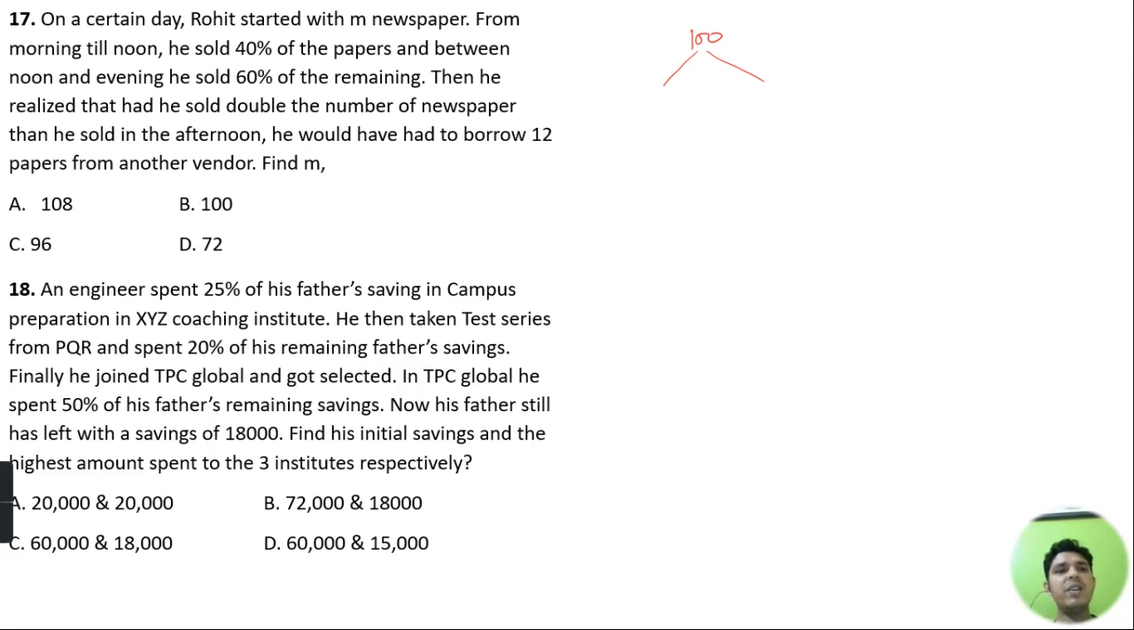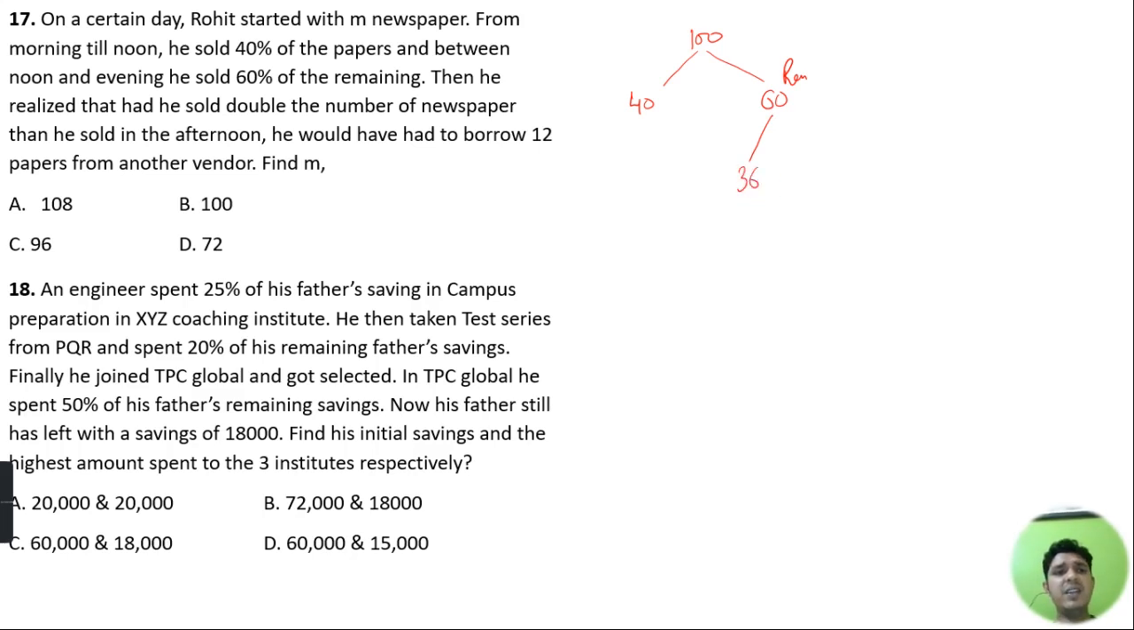Rohit started from morning till noon, he sold 40% of the newspaper, that means he sold 40. And how much is the remaining? The remaining is 60. Thereafter, between noon till evening, he sold 60% of the remaining, that means how much is 60% of 60? This will be 36.